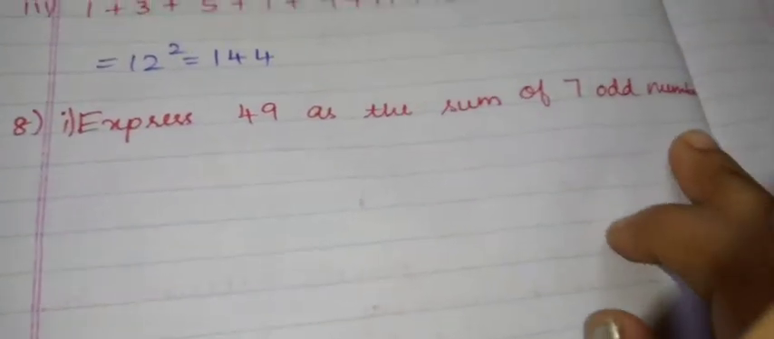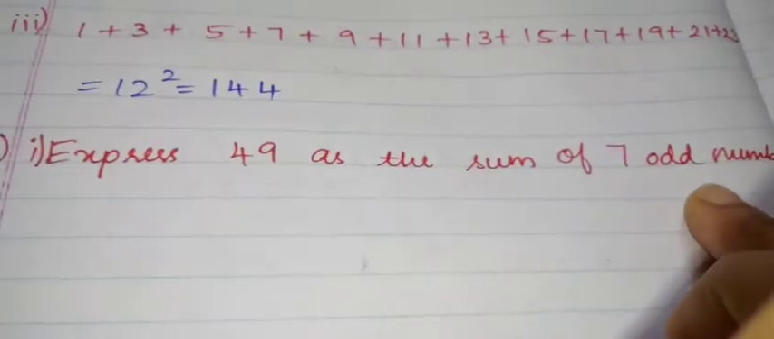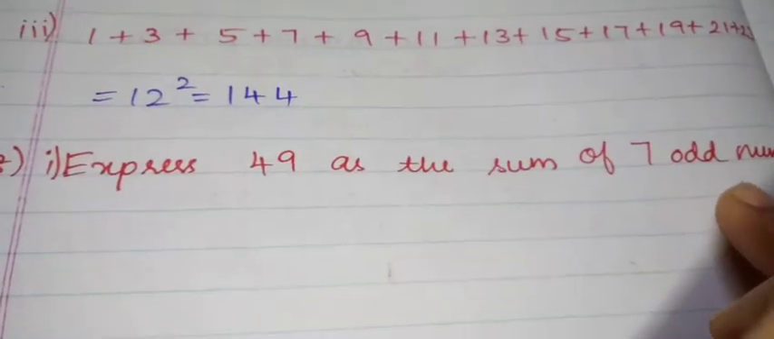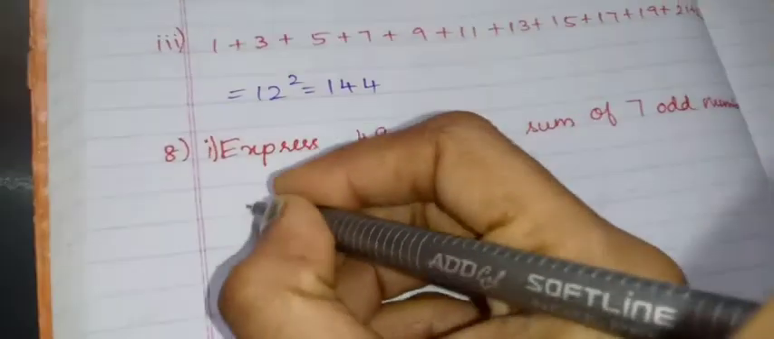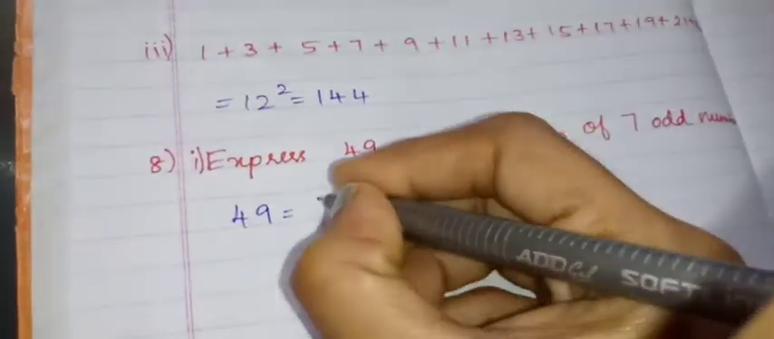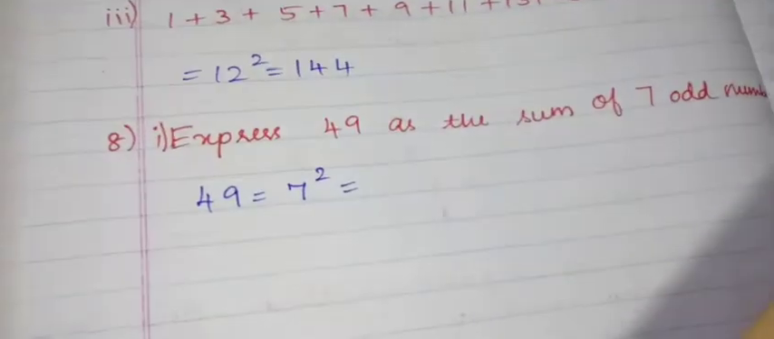Express 49 as a sum of 7 odd numbers. We have to write a sum of 7 odd numbers. So shall we write it? Actually, what is meant by 49? 49 is nothing but 7 square. Correct?